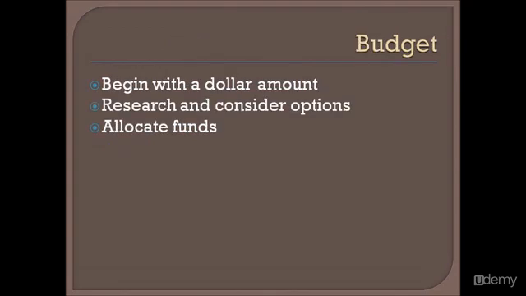With the budget, you want to start with a dollar amount, research and consider your options, and then allocate your funds. You don't want to be at the end of your process realizing you didn't allocate enough funds for duplication or for your art supplies that you might need if you're making a handmade book. With your timeline, you want to set a deadline because your time is just as valuable as your money. So begin with a deadline. Again, research and consider your options and allocate your time. Something artistic is going to take a lot longer than something you can drop off at Kinko's and have duplicated.